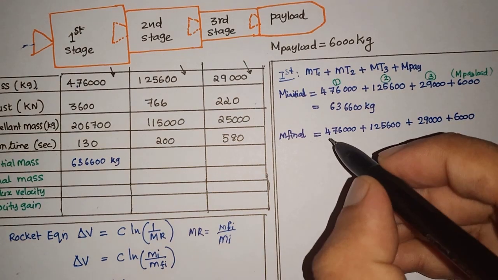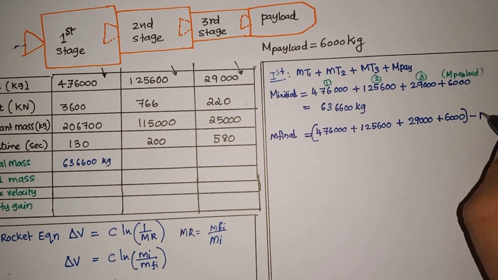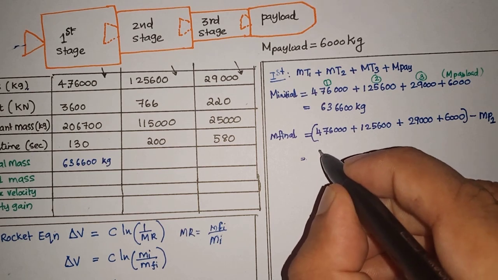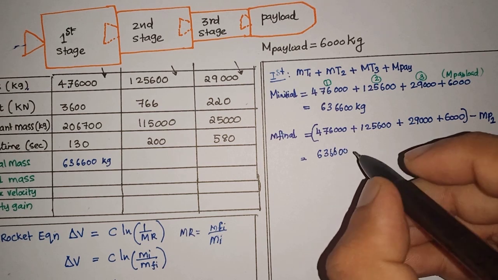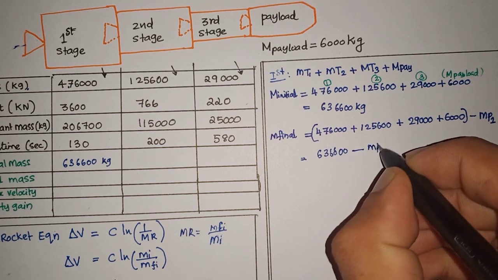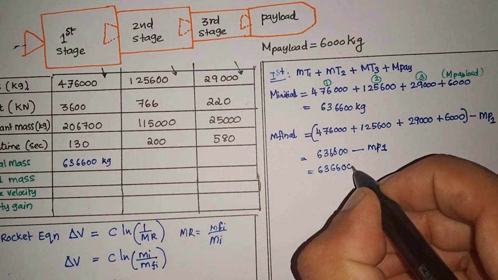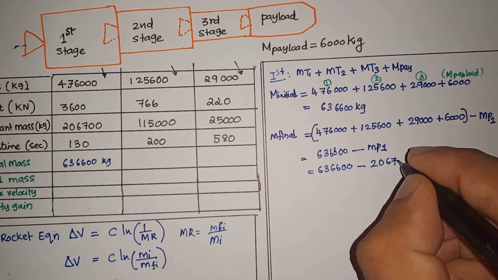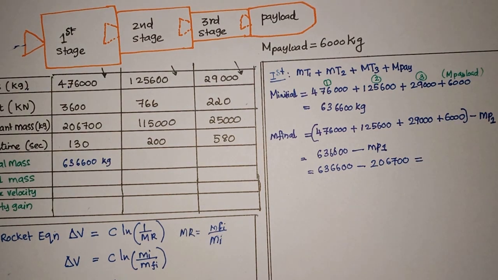Now this is going to be the final mass minus the propellant mass. I will write here the mass of the propellant for the first stage as MP1. Now this quantity we already know, is it not? So we can write here 636600 minus MP1. So what is the mass of the propellant? It is simply 636600 minus 206700. So that is going to be the final mass.